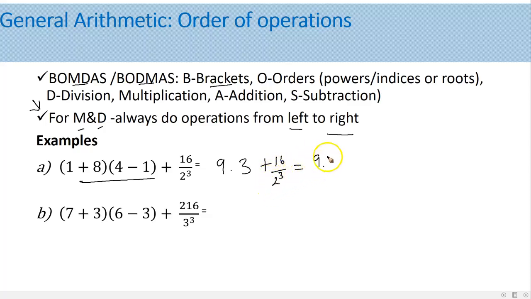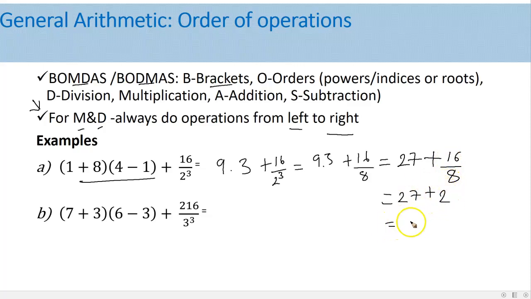Simplifying this, you have 9 multiplied by 3 plus 16 divided by 8. Notice your expression has multiplication here and division right here. Which one is first? Multiplication has to come first because it's the one to the left. So you're going to have 27 here and 16 divided by 8 right here. Now what you're going to do is simplify the division, which is 2, and then finally the addition, you're going to have 29.